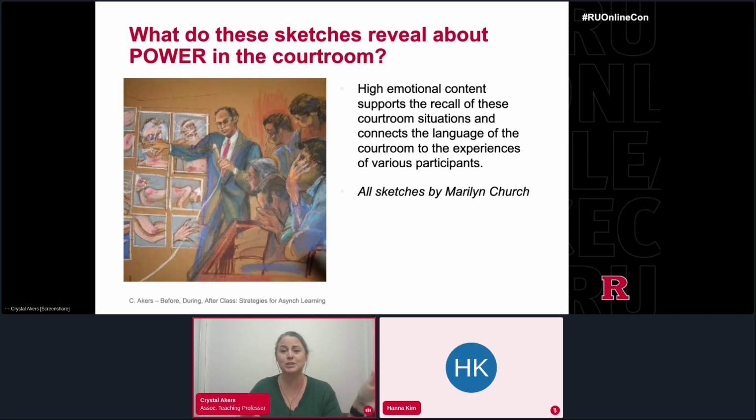All of these sketches were by Marilyn Church, I want to say, and they're from actual trials. And I think that having these visuals be drawings rather than photos or stills from movies or the news really helped in this case, because I think there's an interpretive quality to the artist's renderings that really helped to symbolically represent the power differentials. So even the size of this attorney relative to the jury, we're seeing that power he had to bring these images to the jurors and force them to look at them.